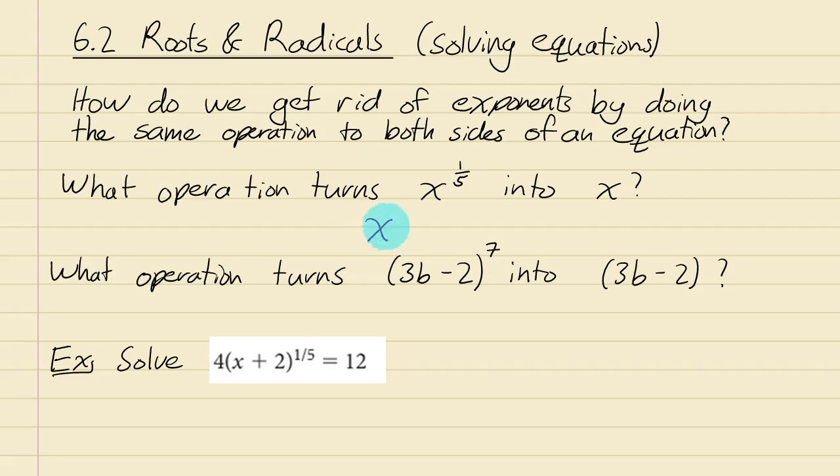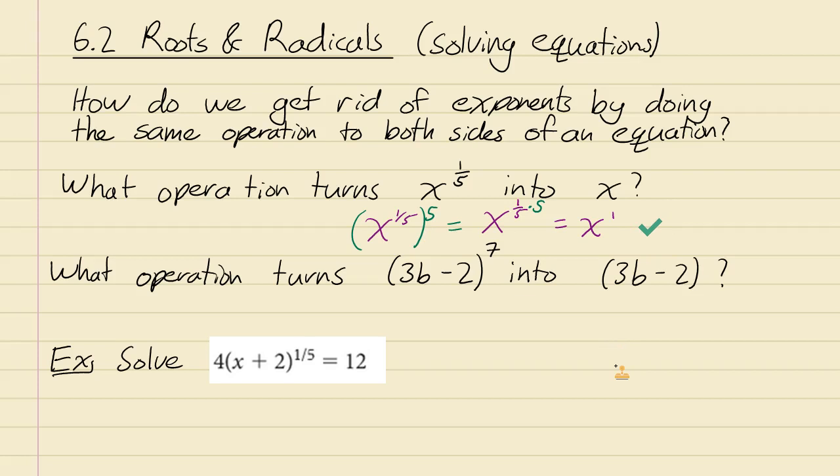If you take x to the 1/5 and just raise both sides of the equation you're dealing with to the power 5, then what you get is x to the power 1/5 times 5, but then 1/5 times 5 is just 1, so this is just x to the 1. So that's what you want to do. Raise both sides to the power that is the reciprocal of that exponent.